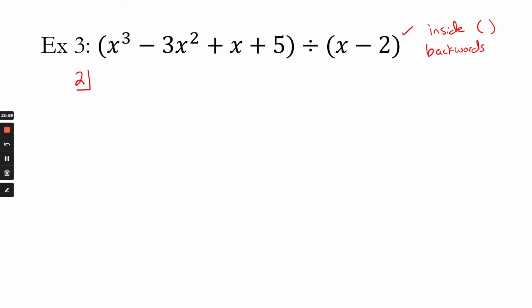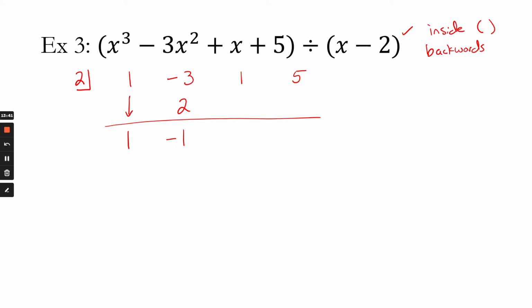Now we're going to take our coefficients. All of our coefficients are there, so we'll get 1, -3, 1, and 5. We're going to put a line. Okay, the next step is bring the first coefficient down. That means bring the 1 down there and write it right there. Now we're going to multiply the box times the number below and move it over. So 2 times 1 and move it over. Then we're going to add down. So -3 plus 2 is -1.